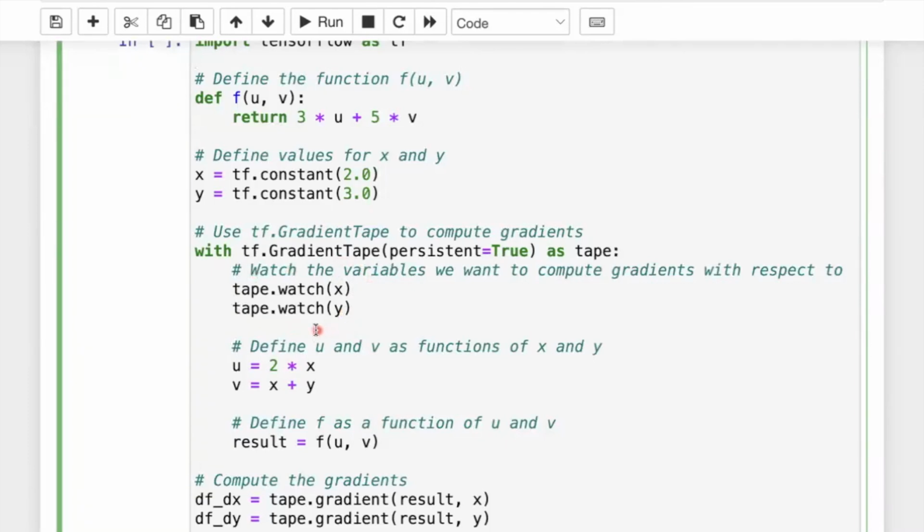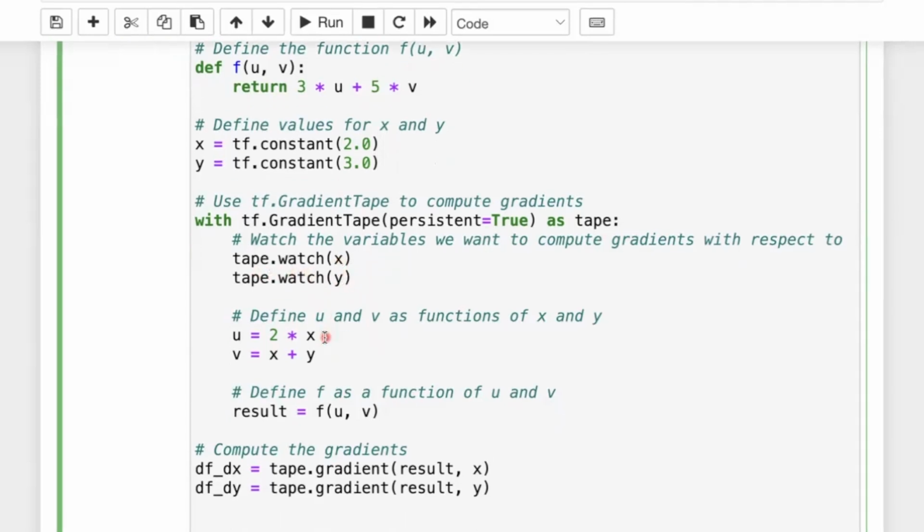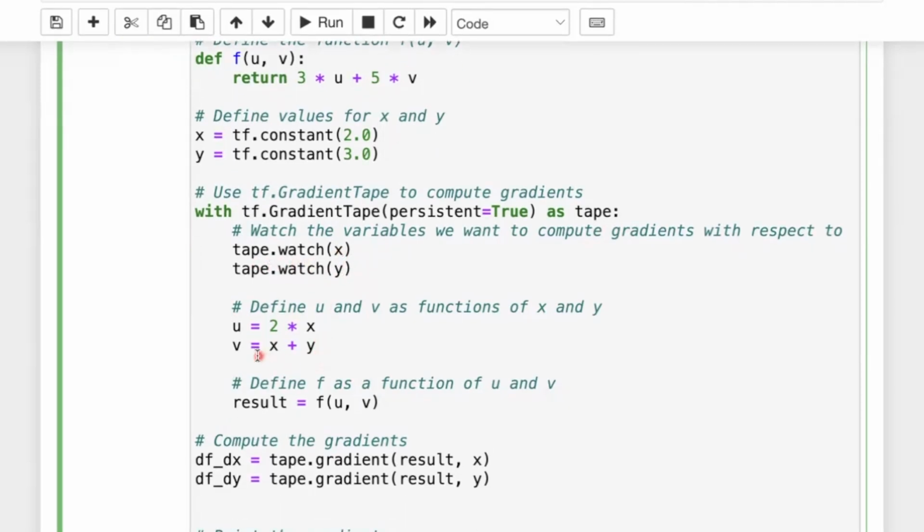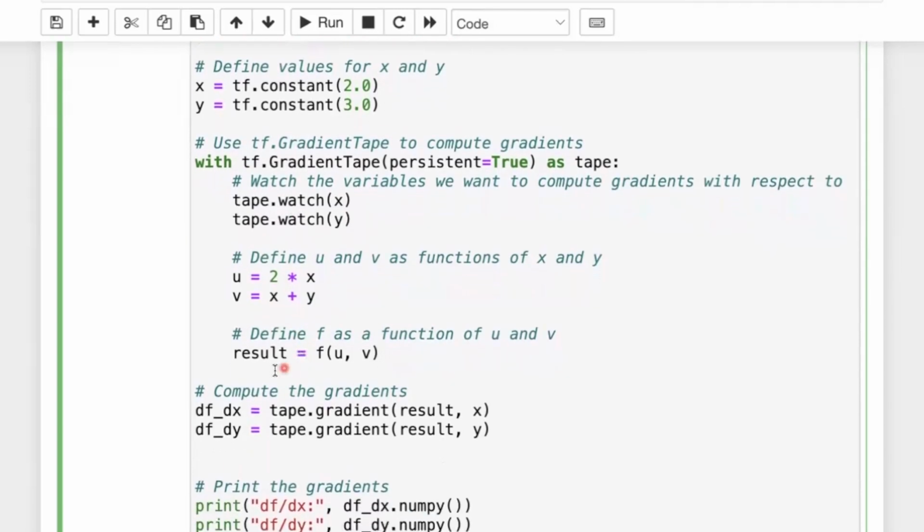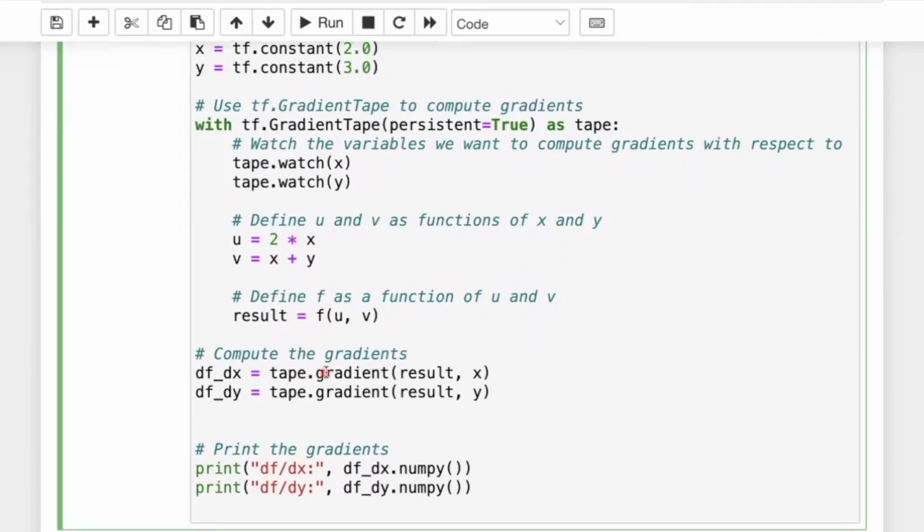And inside here, we want to say that, well, we want to, at some point, find the derivatives or partial derivatives with respect to x and y. So that's why we use tape.watch. And then we define the forward pass for the first layer. And then the last part is finding this f. And now if we want to find these partial derivatives, we just have to say tape.gradient result with respect to x and result with respect to y.